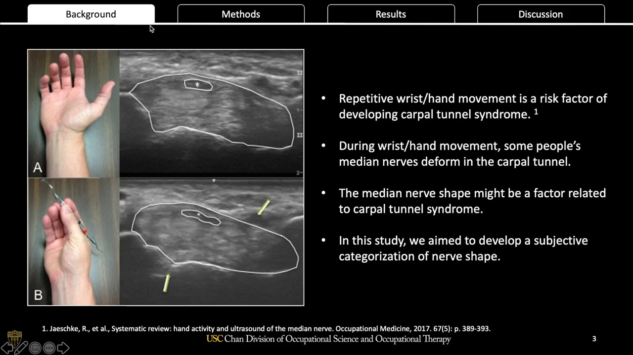People who constantly have repetitive wrist or hand movement have a higher risk of developing carpal tunnel syndrome. Although the reason behind this is still unclear, it has been found that during hand movement, some people's median nerves undergo a deformation in the carpal tunnel area. So we hypothesized that the median nerve shape might be a factor related to carpal tunnel syndrome. In this study, we aim to develop a subjective categorization of the median nerve shape.